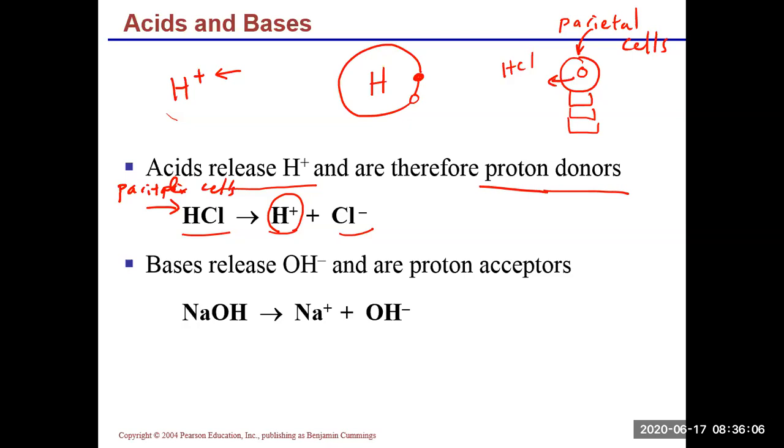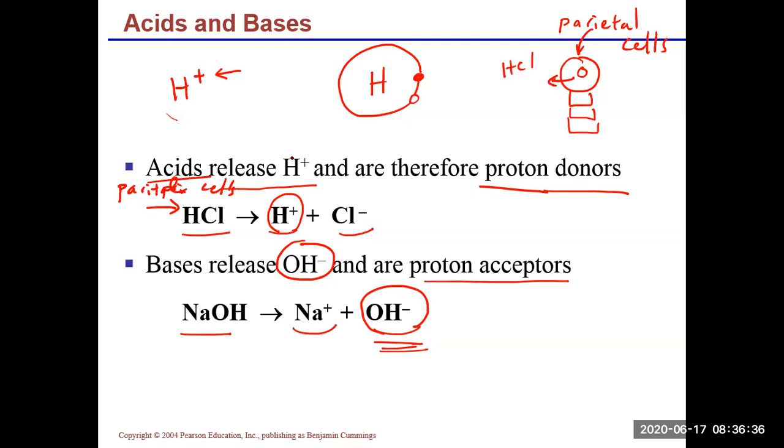Now, bases actually offer hydroxyl ions. They are proton acceptors, so they can accept the proton. Acids are proton donors. These are proton acceptors. NaOH, for example, can dissociate to the sodium cation and the hydroxyl ion. And the more hydroxyl ions you have, the higher the basicity will be.